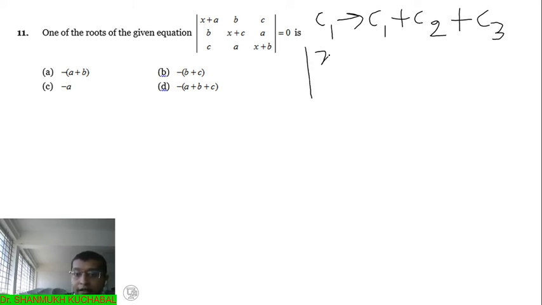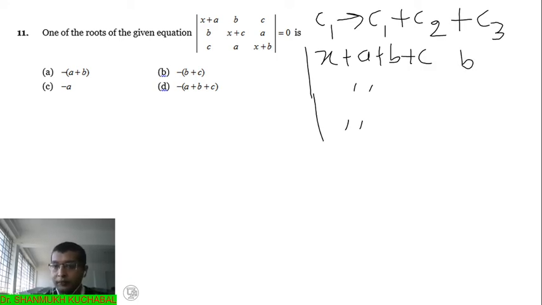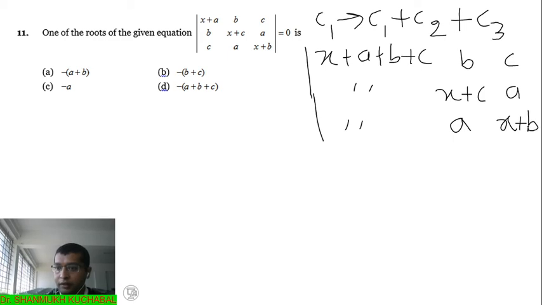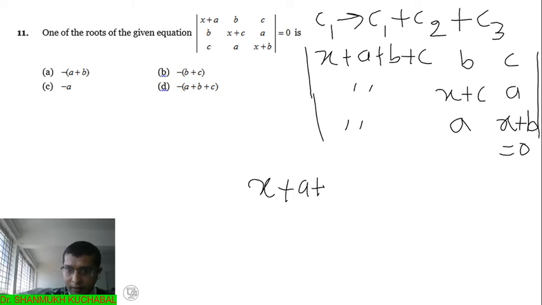So we get x plus a plus b plus c. Similarly here also the same quantity, right? Then b, x plus c, a, x plus b, right? This is equal to 0. I take x plus a plus b plus c as common. Inside we get 1 1 1, that I am not writing. Now the RHS I take equal to 0.